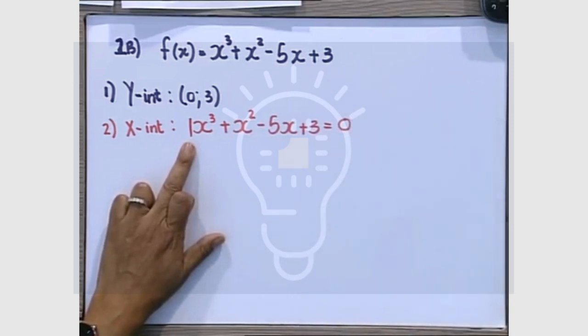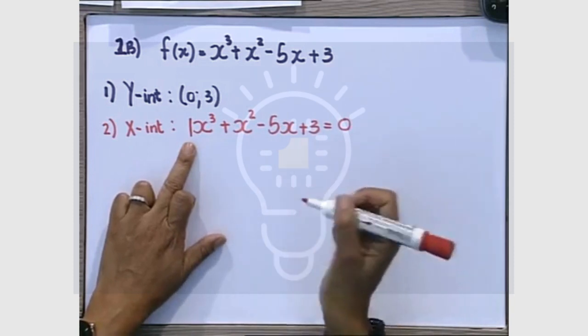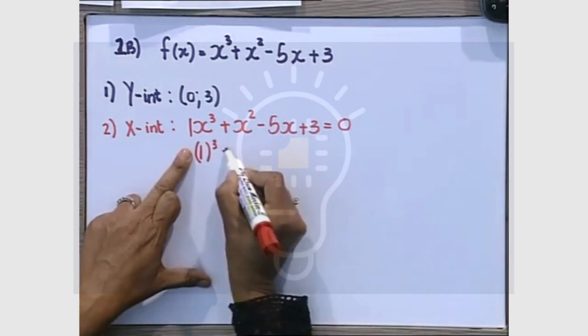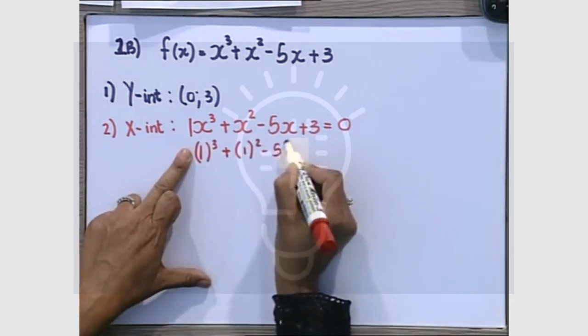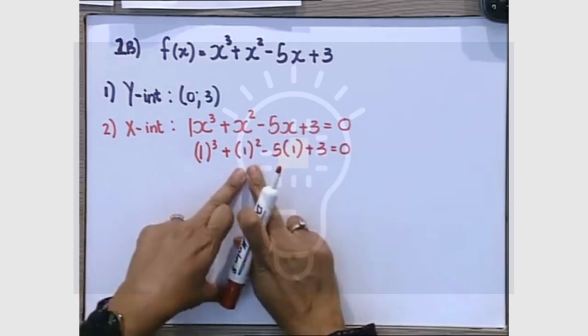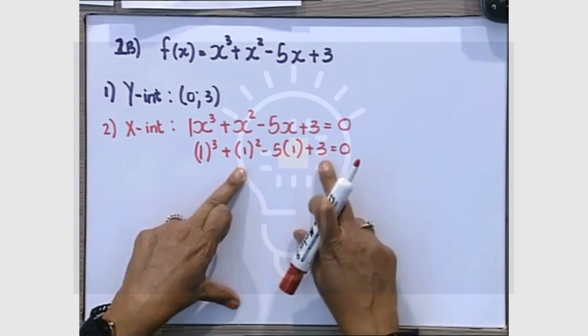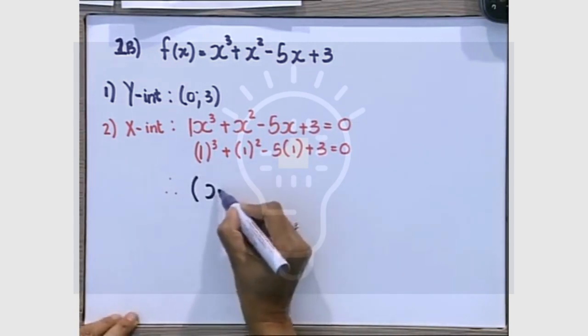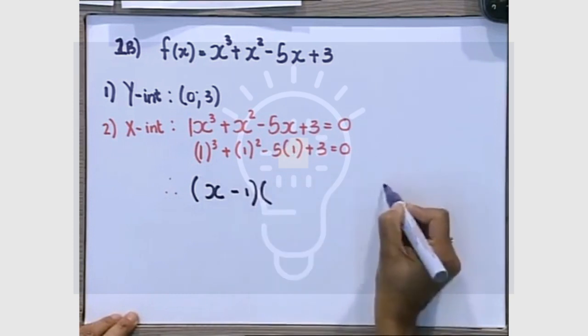Now, one of the students sent through again that x minus 1 is a factor. How did you get that? Substitute 1 into the place of x, and what do you see? 1 plus 1 is 2, plus the 3 is 5, 5 minus 5 is 0. Yes, so you already know x minus 1 is a factor. So x minus 1 goes into your first bracket.